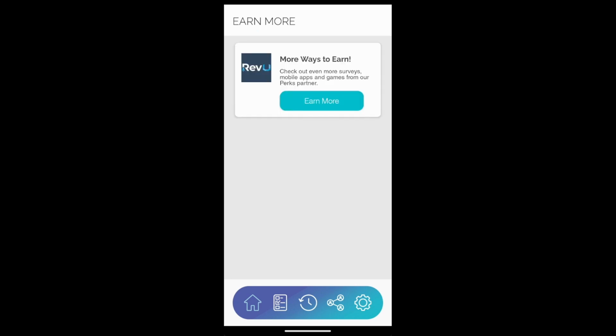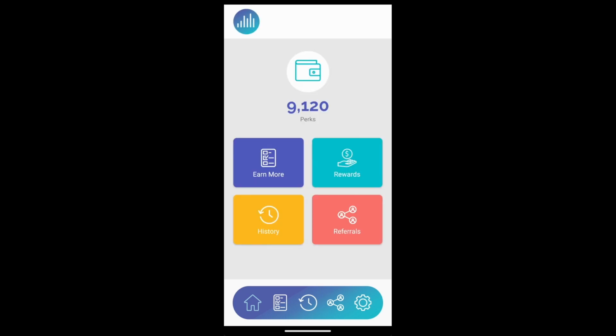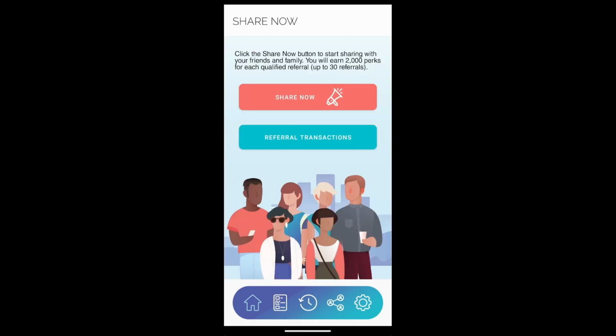I don't use the earn more section. This is just a link to an external website that can be found on a lot of these types of apps. They have up to $60 in referrals. It's $2 per person and can be used up to 30 times.